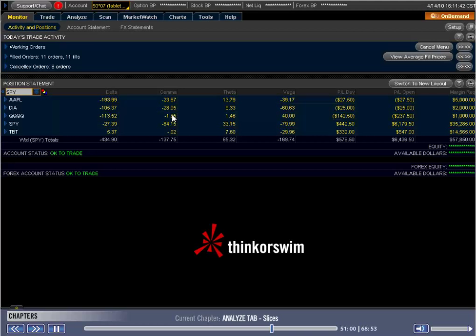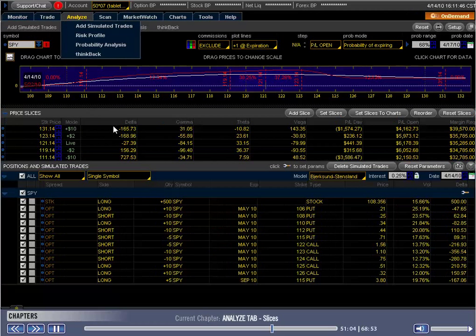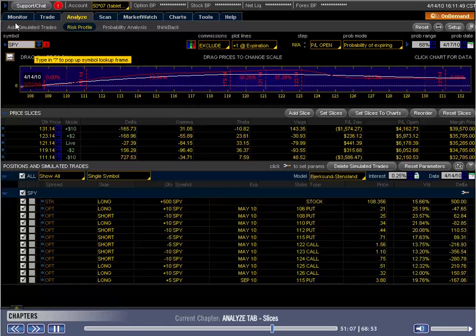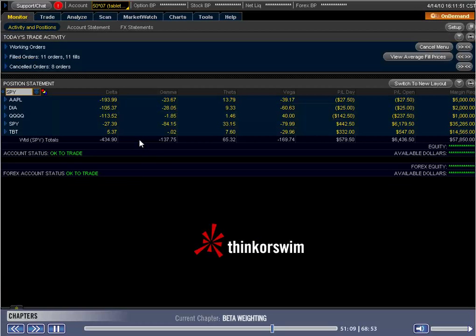And aggregation here is simply this. The position that I was just talking about in the Analyze tab was strictly dealing with the spider. Well, you guys typically have more than one position in your account, or you have more than just the spiders, which brings in the ability to beta weight. Okay, so what is beta weighting?